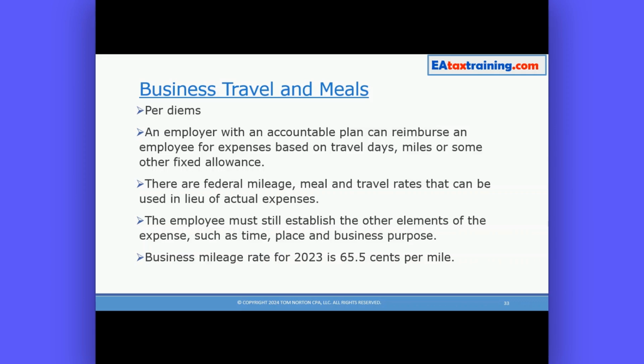But the employee must still establish all the other elements of the expense, such as the time, place, and business purpose. And this includes mileage, and the business mileage rate for 2023 is 65.5 cents per mile. And again, that's the maximum that you can use.